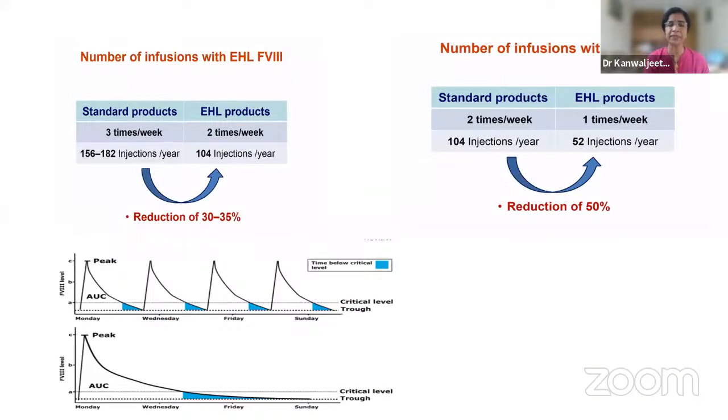Looking at the beneficial effects of extended half-life products. This is standard half-life products. You see, this blue area is the time the patient is at risk of spontaneous bleeding. Whereas with extended half-life products, the duration is reduced. And moreover, it is convenient to the patient.